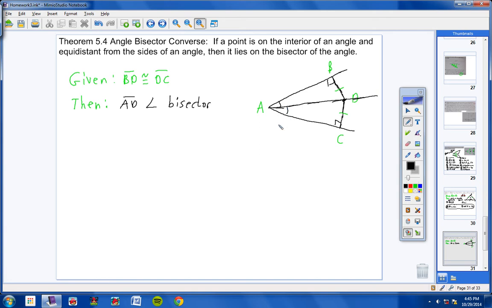So, with that in mind, what I'm probably going to have to do is prove that this triangle here is congruent to this triangle here. And then once I prove that, then I can state that this angle here is congruent to this angle here. Okay? And then I can state that AD is an angle bisector. Okay? So here we go.